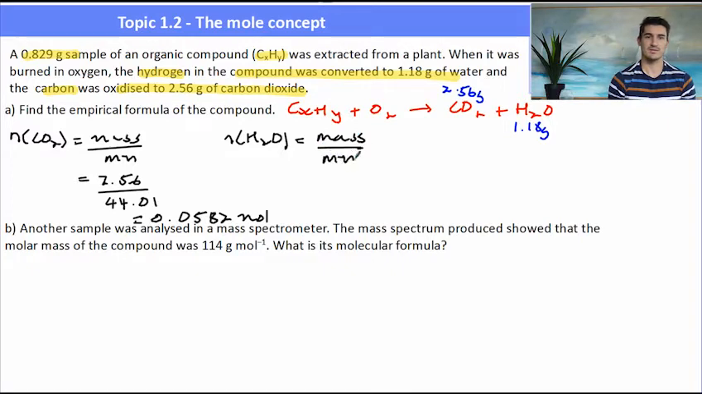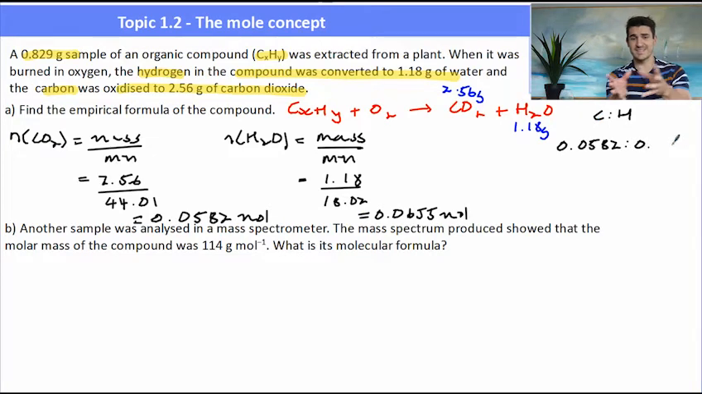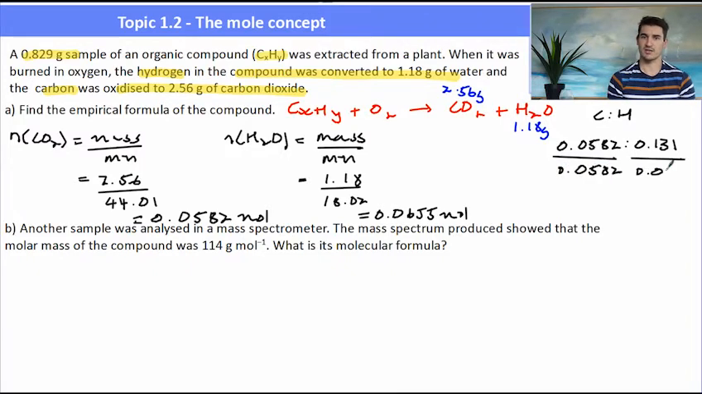Mass over molar mass. The mass of water was 1.18. The molar mass of water is 18.02, which gives me 0.0655 mole. Now what I need to do is set up my empirical formula, carbon to hydrogen. The number of moles of carbon and the number of moles of carbon dioxide are the same, 1 to 1. But with the water, the number of moles of hydrogen is double the number of moles of water. So I need to multiply the number of moles of water by 2, and I've done that in the formula. You could do it as a side calculation.